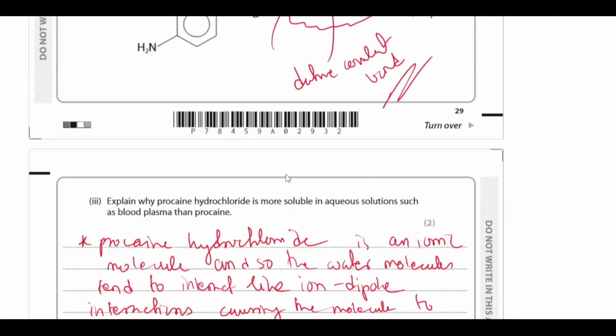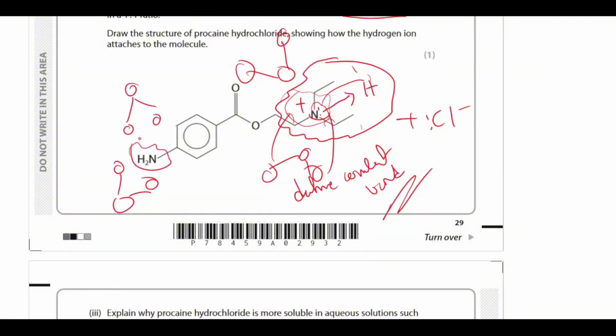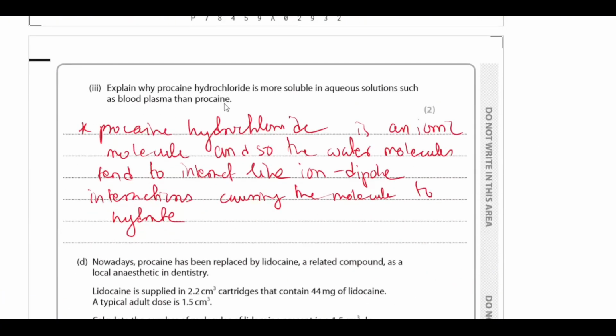So what happens is pretty simple. Around the positively charged and of course the negatively charged parts down here, the negatively charged oxygen atoms tend to surround the positively charged nitrogen down here, while the positively charged hydrogen atoms tend to surround the negatively charged atom down here. So that's how the ion dipole interaction takes place, which results in a huge amount of energy being released, known as the enthalpy change of hydration. That results in the procaine hydrochloride being more soluble in aqueous solutions. All right.